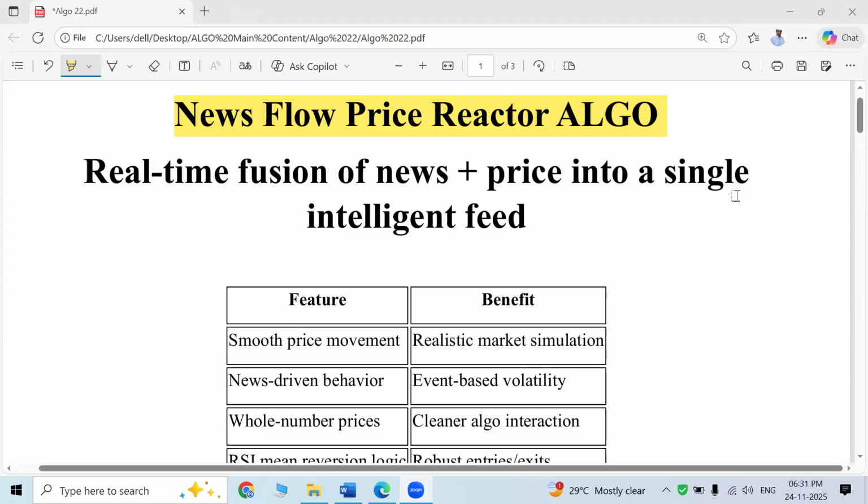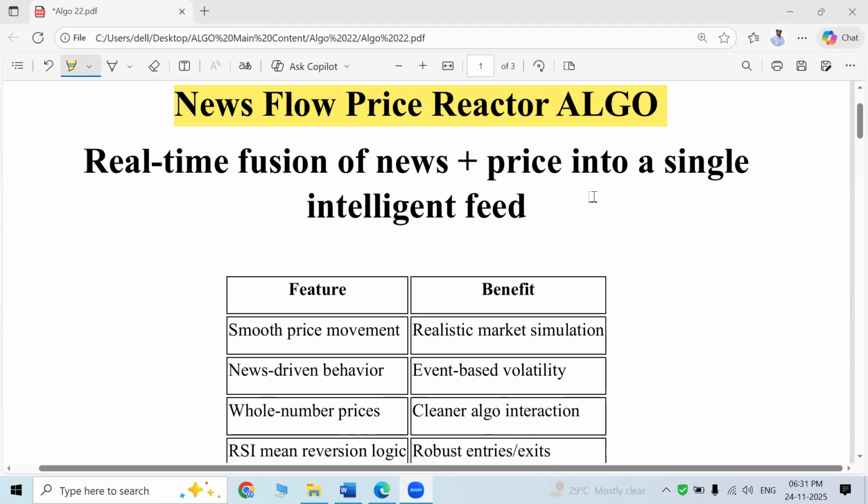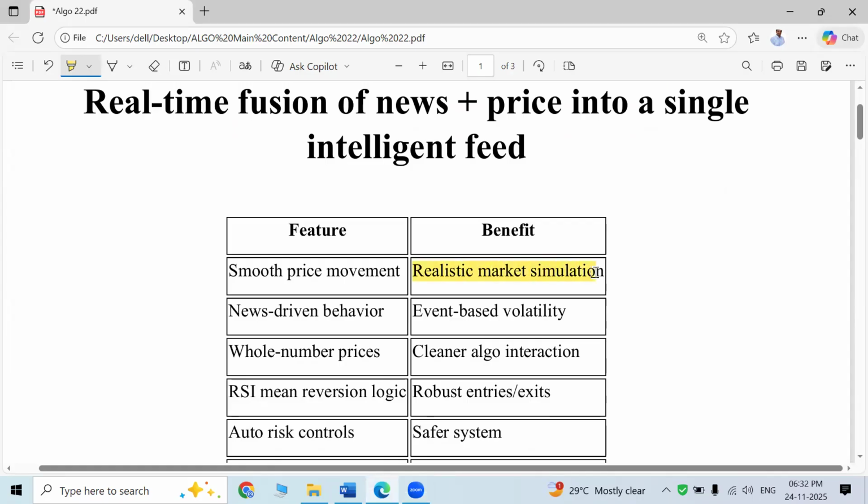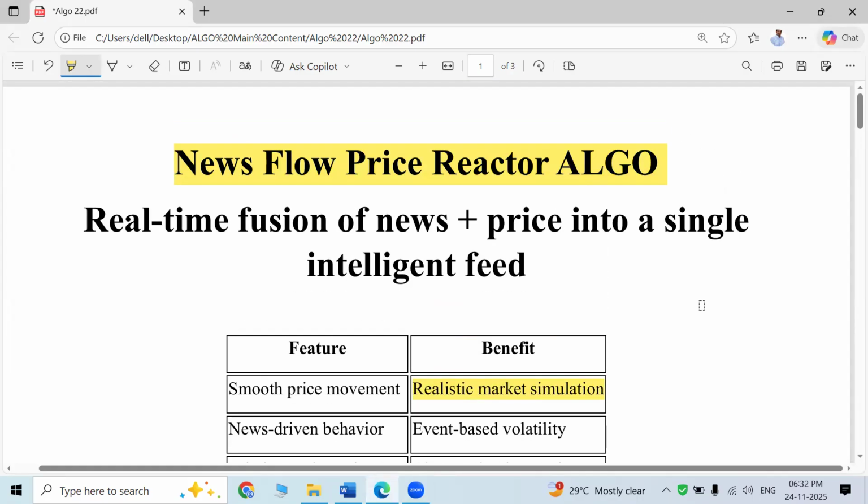Hello, I'm Piyush Dave, a fintech professional, and today I'm going to show you something very special, and that is a realistic behavior of the market. So we are going to see the market behavior in a real simulation.